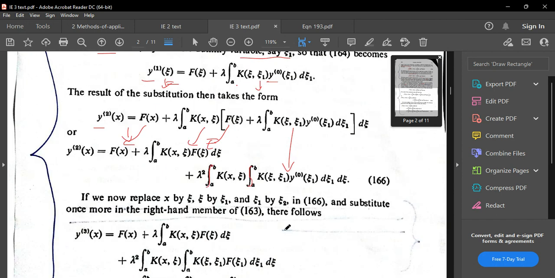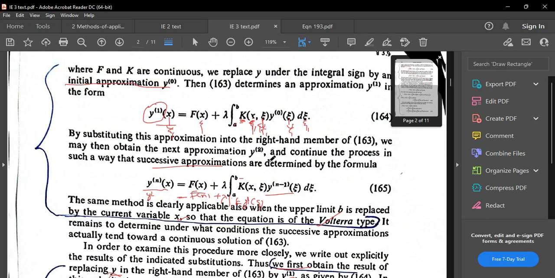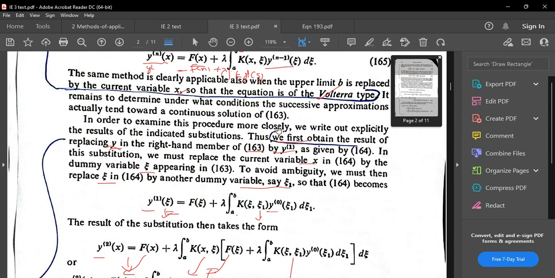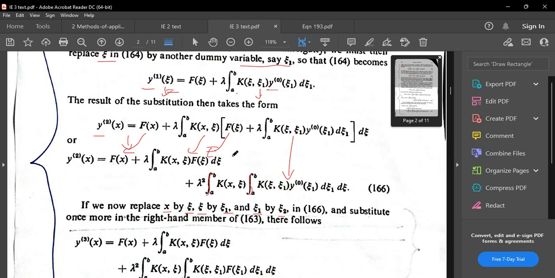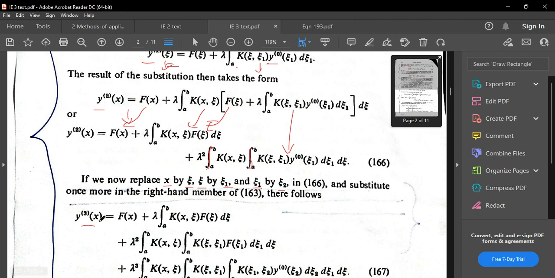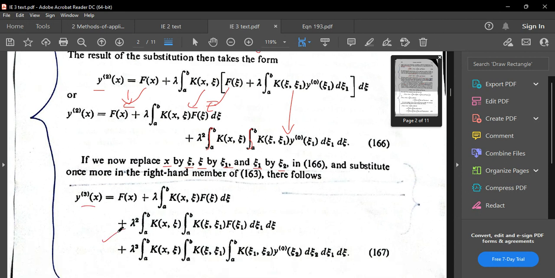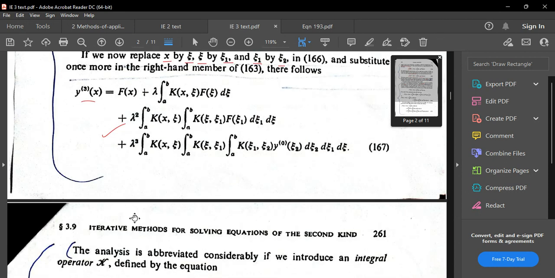This can be iterated to any step, y2 and so on, keeping in mind that the variables must be replaced in each step. Here now we will replace x by psi and psi by psi1, and in place of psi1 we introduce psi2, because of the earlier reason that we have noted here. The same reason appears here. So what will we get for y3? If you compute like this, we will end up in this equation.